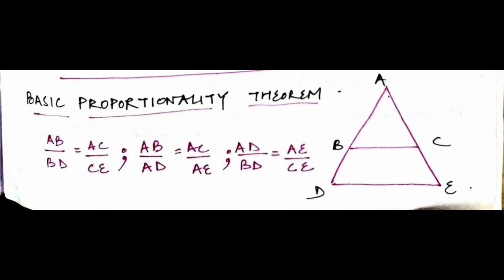Now, again, another very important formula used many a times in CAT, the basic proportionality theorem. AB upon BD is equal to AC upon CE. These two lines are parallel, by the way. And AB upon AD is equal to AC upon AE, AD upon BD equal to AE upon CE. Basically, we just take proportional sides, they will be equal.